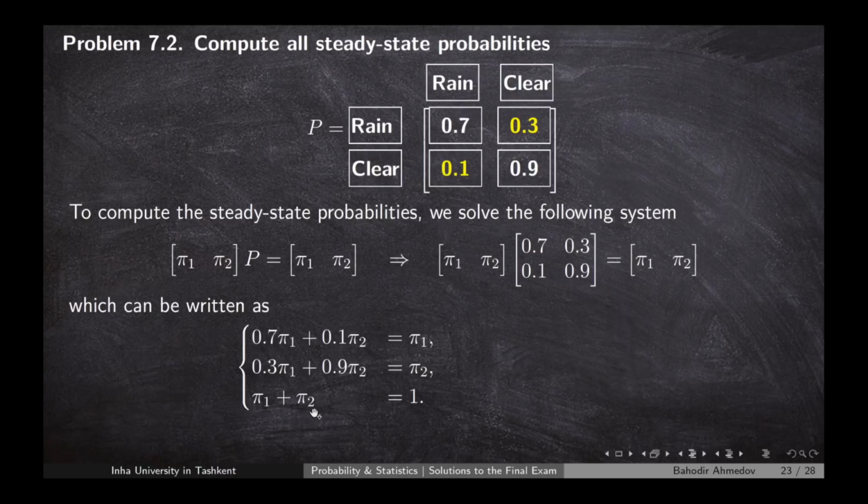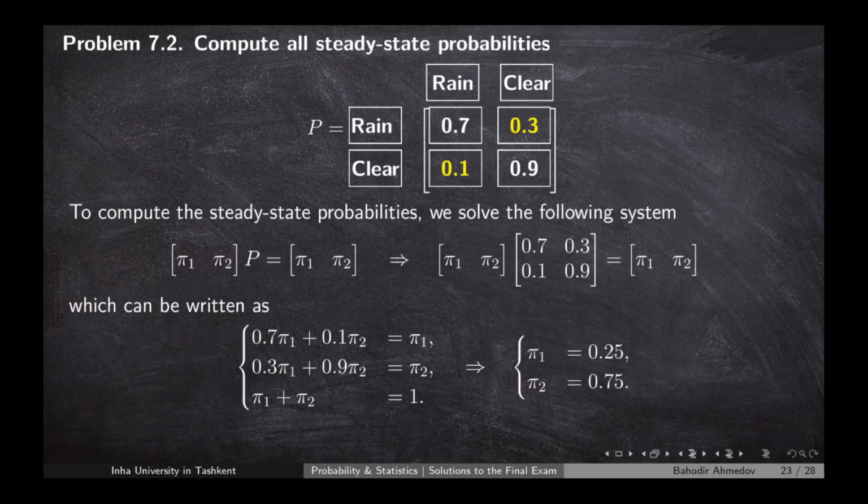By solving this system, we obtain that pi 1 is equal to 0.25 and pi 2 is equal to 0.75. What does it mean? It means that if we start from some state and change the states infinitely many times, the probability that we'll end up in state 1, the state of rain, is 25%. The probability that we'll end up in state 2, the state of clear, is 75%.